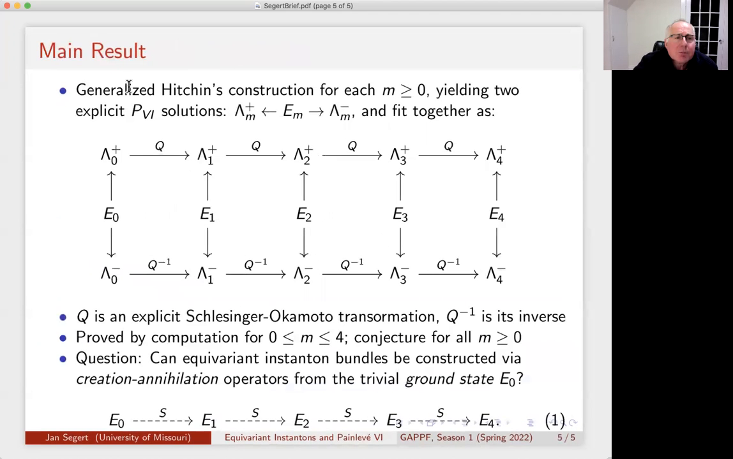But what this paper, my recent preprint, is about is using this to generalize Hitchin's construction, that for each of these equivariant instanton bundles, this is the Hitchin E0 case, the trivial bundle case. For each of these other non-trivial bundles, I've constructed a pair of solutions of Painlevé 6. And furthermore, these solutions fit together by explicit Schlesinger-Okamoto transformations. So these are explicit birational transformations between these functions, and these are inverses of these. This is proved by computation of all these things for m between 0 and 4.